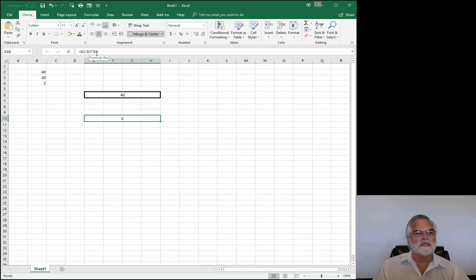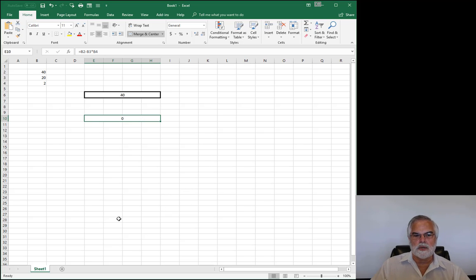So B3 times B4. That would be 40. Then that would mean B2 minus 40. So it would be 40 minus 40, which is 0. You see the difference? You must do what's in the parentheses first.